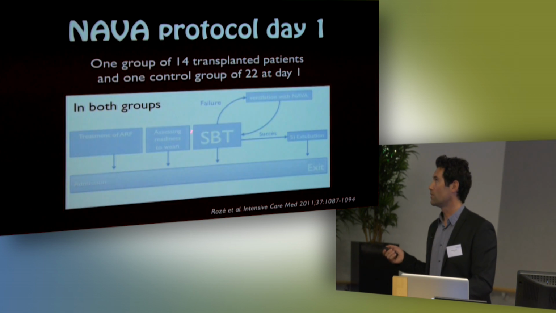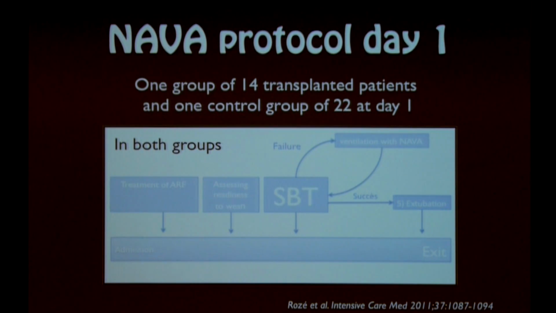We have a specific protocol for NAVA, which is always the same. We always use pressure support ventilation to assess that the patient is able to breathe spontaneously for at least 1 hour. Then we test a spontaneous breathing trial, and if he fails, he goes to ventilation with NAVA. We use the data during the spontaneous breathing trial to titrate the NAVA level. I will show that after. So we had one group of 14 transplanted patients and a control group of 22 patients, and this evaluation was done at day one of spontaneous breathing.